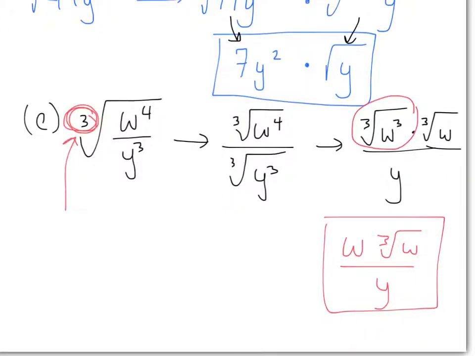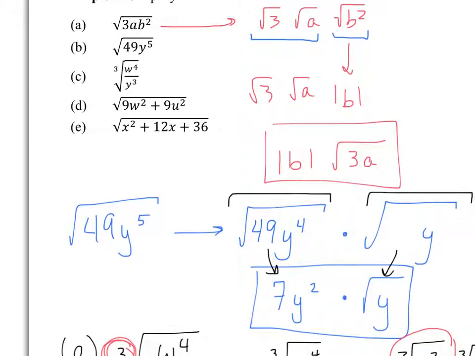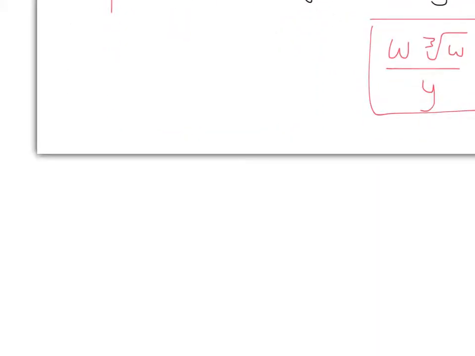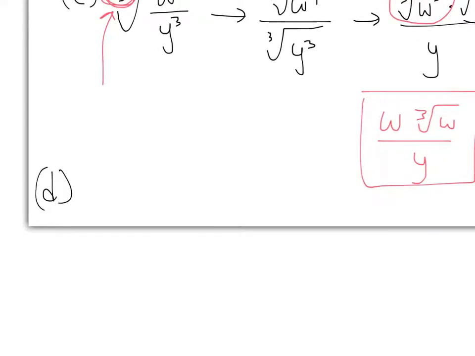Let's look at the last part here now. Oh, we have two more, sorry. How about part D? 9w squared plus 9u squared. And don't fall into a trap, please. Remember, the rule we started with was in order to simplify, things need to be factors. 9w squared and 9u squared are not factors. These are add-ins as of right now because it's a plus sign. So don't try and just simplify. You need to do something first. You need things to be factors to simplify. So what should you do?